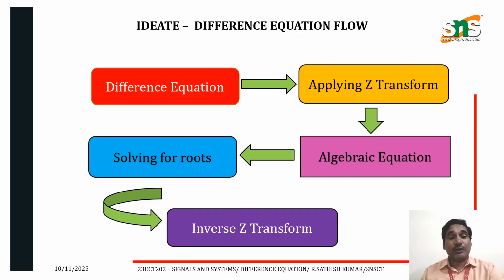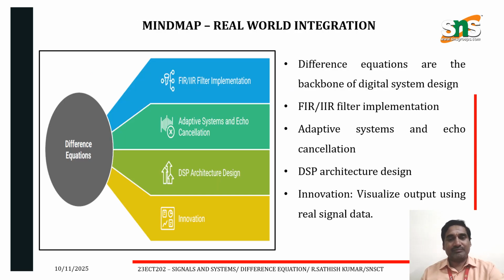This is the difference equation flow. First, for the given difference equation, we apply the Z transform and then find the system transfer function, that is nothing but Y of z divided by X of z. For that, we apply the algebraic equation and solve for roots. Finally, we can apply the inverse Z transform. We can get the impulse response of the discrete time system.